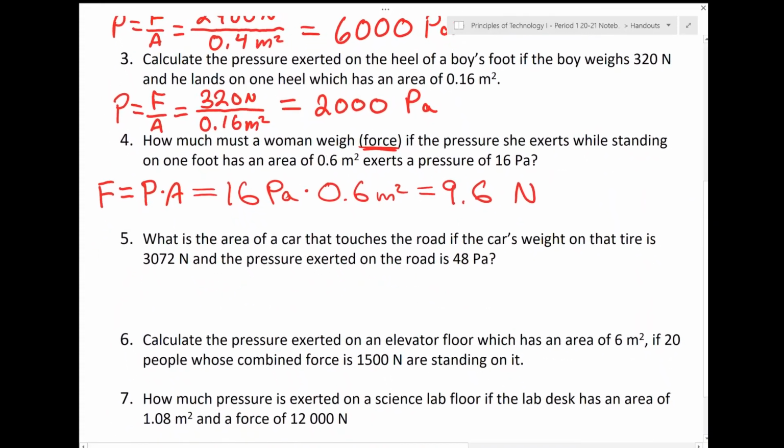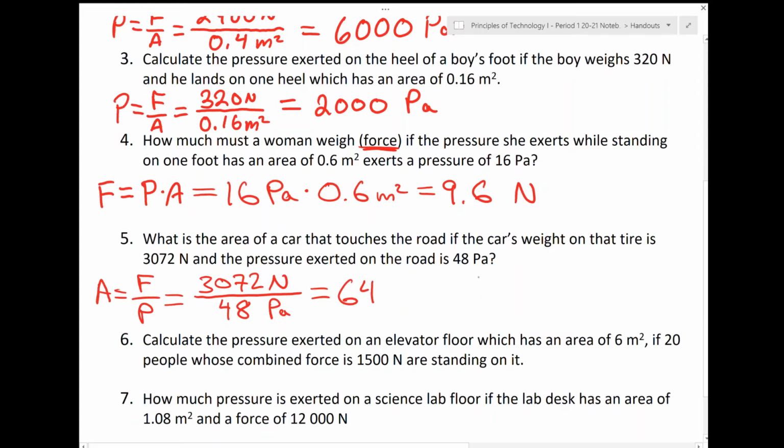Number 5. What is the area of a car that touches the road if the car's weight on that tire is 3,072 newtons and the pressure exerted on the road is 48 pascals? So here we are looking for area. So area is going to be equal to force divided by pressure. The force is the weight of the car, 3,072 newtons. The pressure that is being exerted is 48 pascals. If we take 3,072 divided by 48, we will get 64.